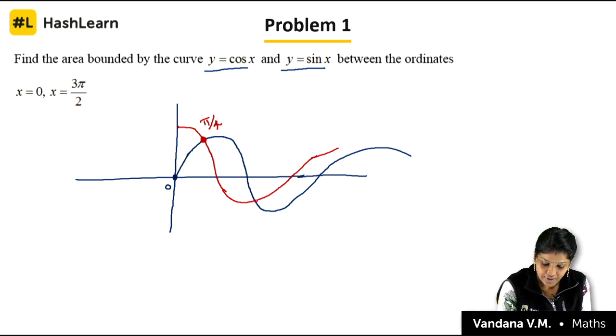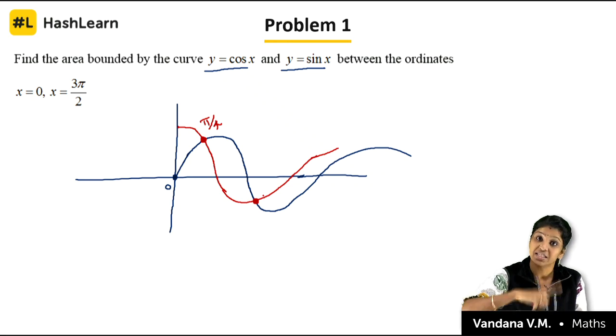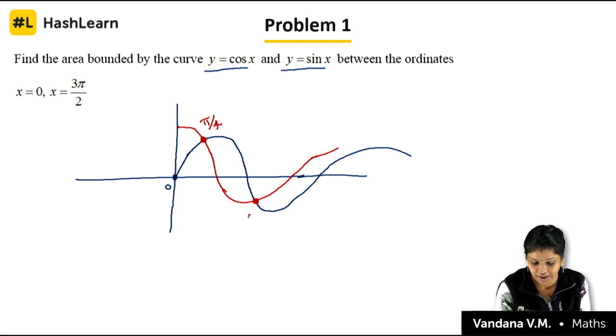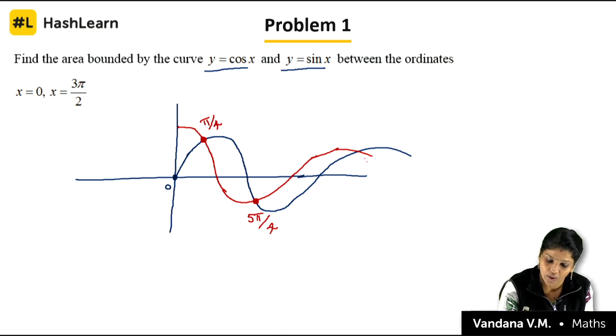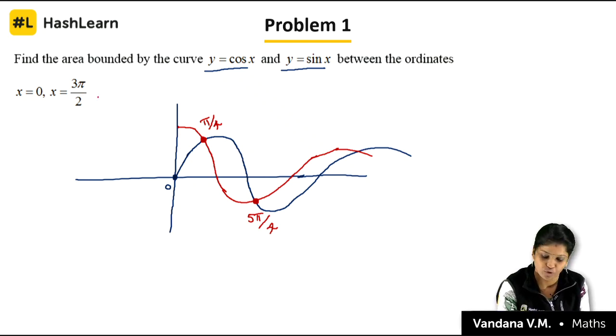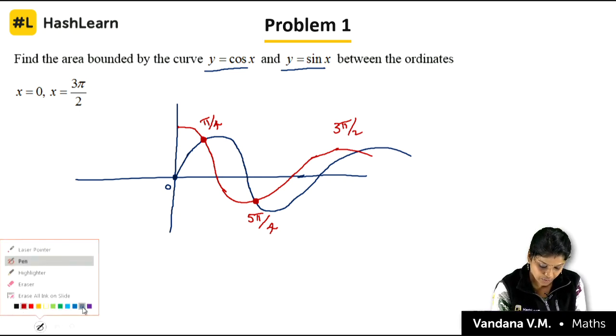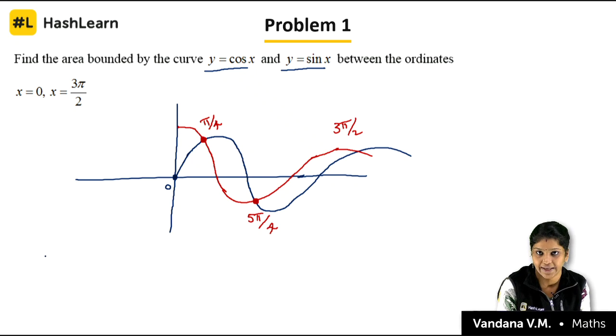Next, once again where both the curves are equal, that is 5 pi by 4. If you want, you check, children. And then the last one, till where I have to find out, till 3 pi by 2, somewhere here. Now how to draw this, how to write the equation? The required area is the required area.